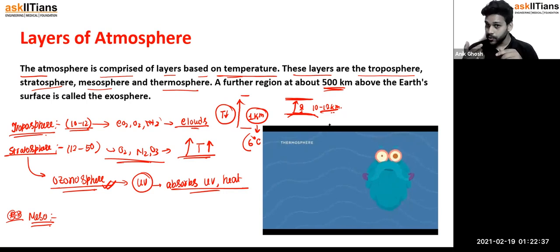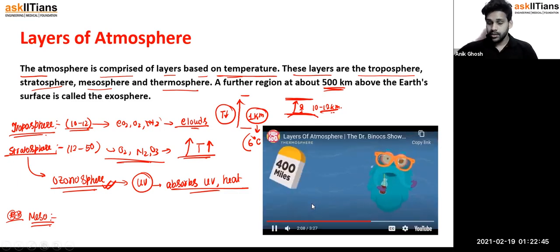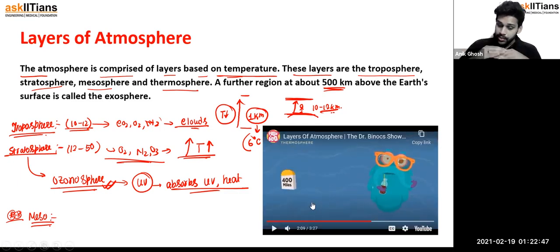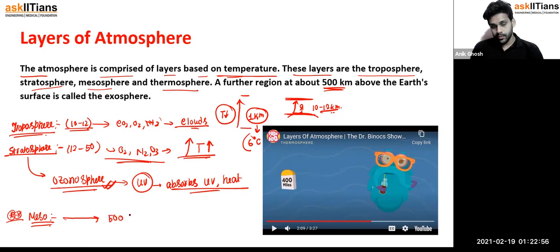After that comes the thermosphere, after the mesosphere, up to 500 kilometers. From the name, I think you can understand the thermosphere is very hot. When you move up, it gets hotter and hotter, right?